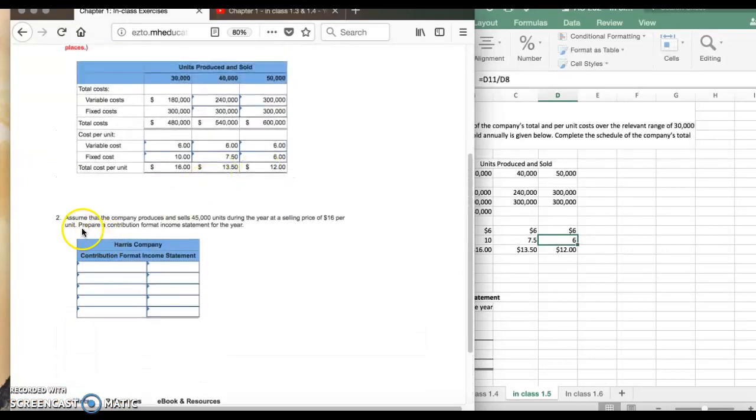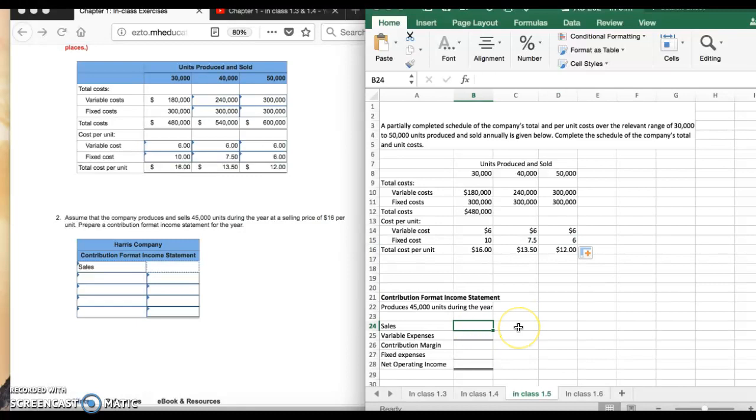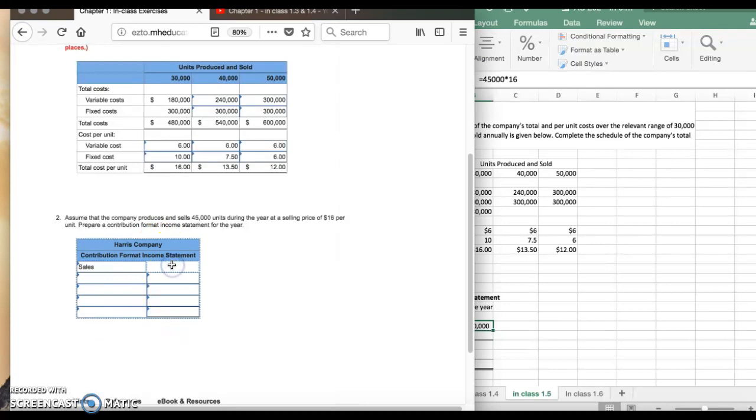So what's the second part? Assume that the company produces and sells 45,000 units during the year at a selling price of $16 per unit. Prepare a contribution format income statement. So we know both income statements start with sales, right? So we'll do sales. And in this case, it's going to be 45,000 units times $16 per unit. So should be $720,000 in sales.